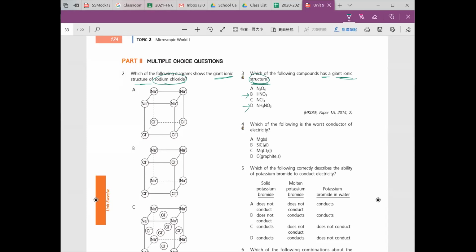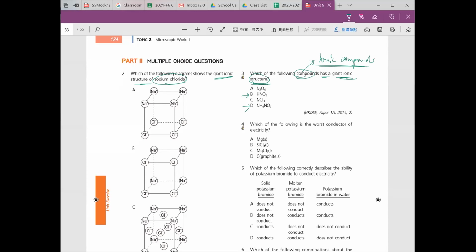So I will see 1 person, 2 persons choosing B, 7, 8 now. 8 choosing D. Dot 10 now. So what will be the answer? Giant ionic structure, what substances? That compound should be an ionic compound, right? Only by having an ionic compound will it form an ionic lattice, and the structure we call a giant ionic structure. So what you are going to do is to spot the ions.